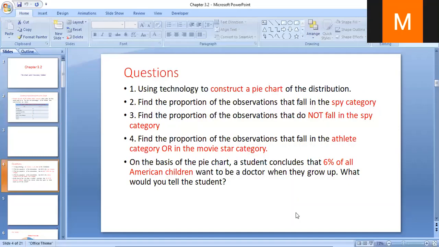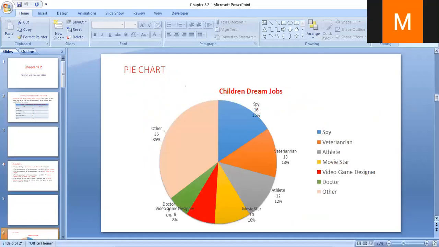Now you look at the pie chart. This one. You go to the Word document. You find spy. Spy is 16%. Right? This is the proportion. Proportion is 0.16. It is 16%. Right? 0.16 means 16%. That is how you answer question 1.